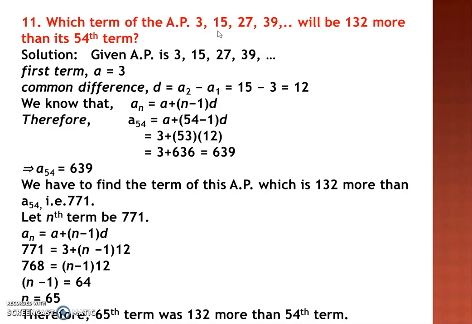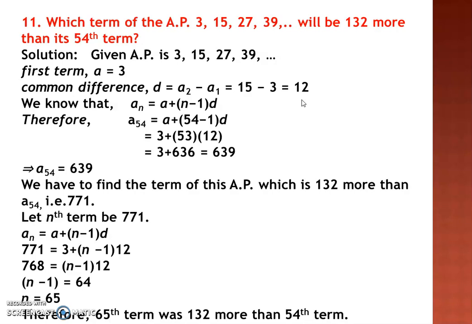So here, A, you can see clearly the first term is 3. A is equal to 3 and the common difference you can find out: 15 minus 3, which is equal to 12. So A is 3 and D is 12. These are the first basic things that you should write down if an AP is given to you. Now, which term will be 132 more than its 54th term?